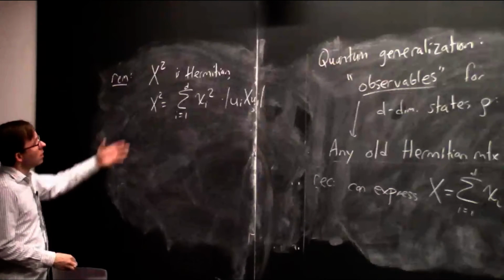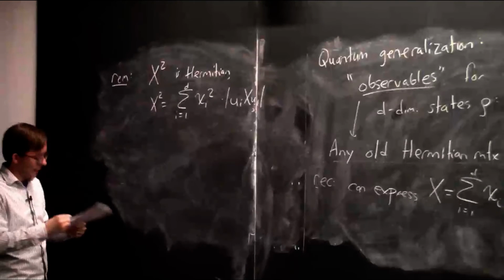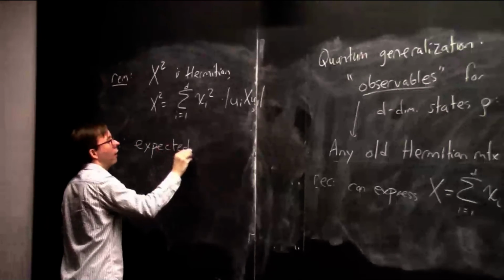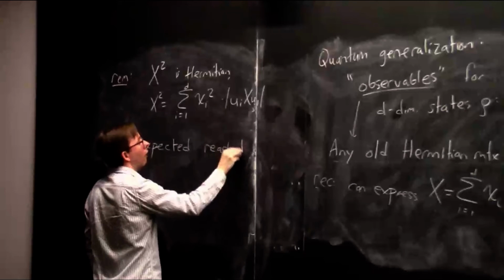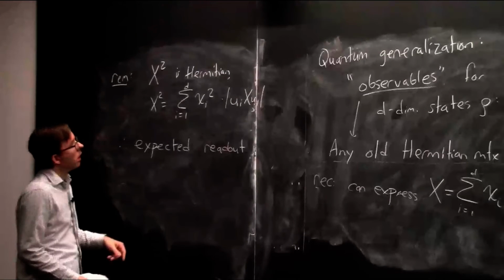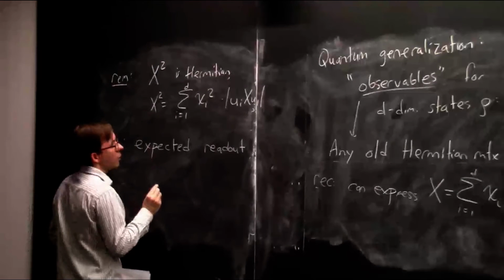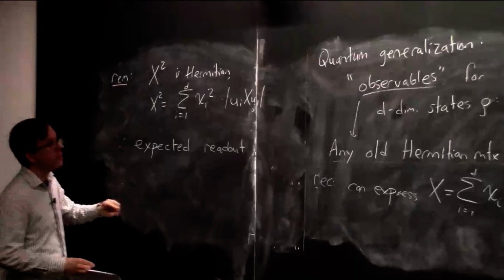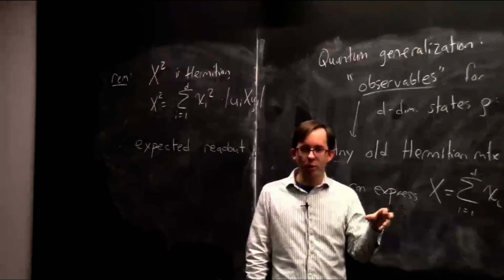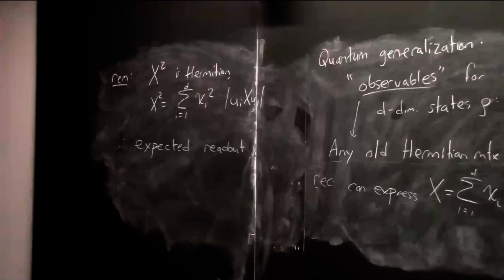So you could build a physical device for measuring X squared. And what would its expected readout be? Well, sorry, this is not what I wanted to say. Take it back. Forget this for a second. Imagine you had X, and you build the device for it. So whenever you plug in a rho, it reads out a real number. And we just decided that the expected value of that real number is, well, this thing.